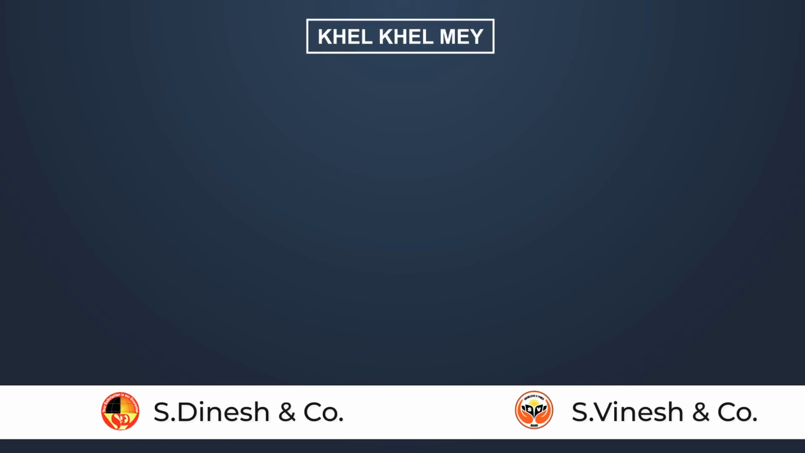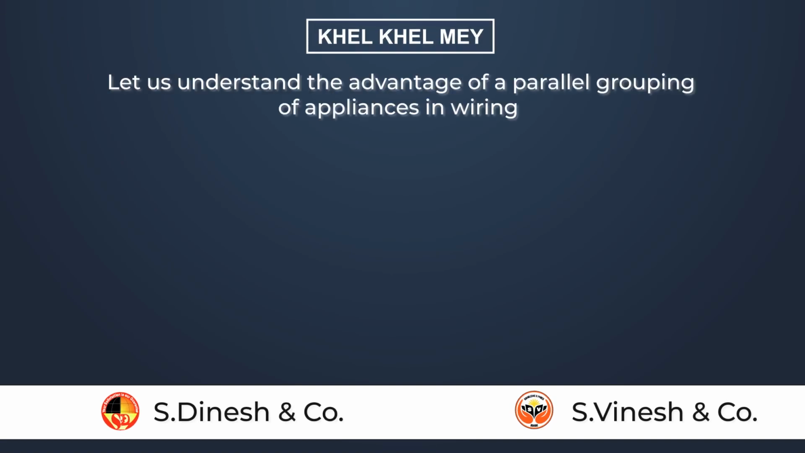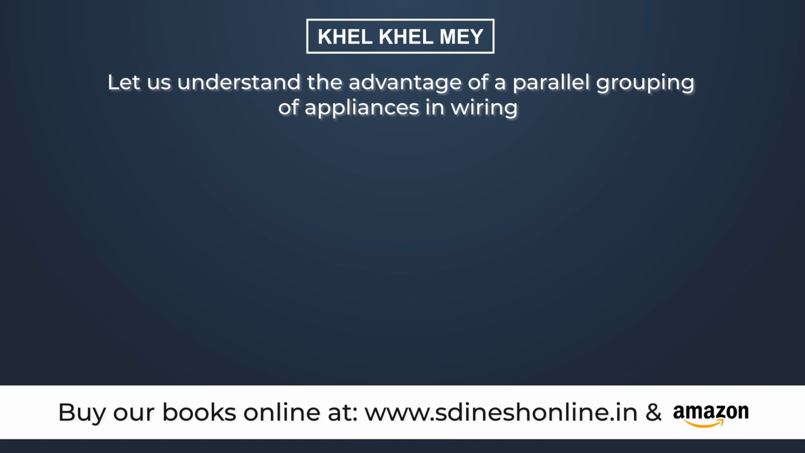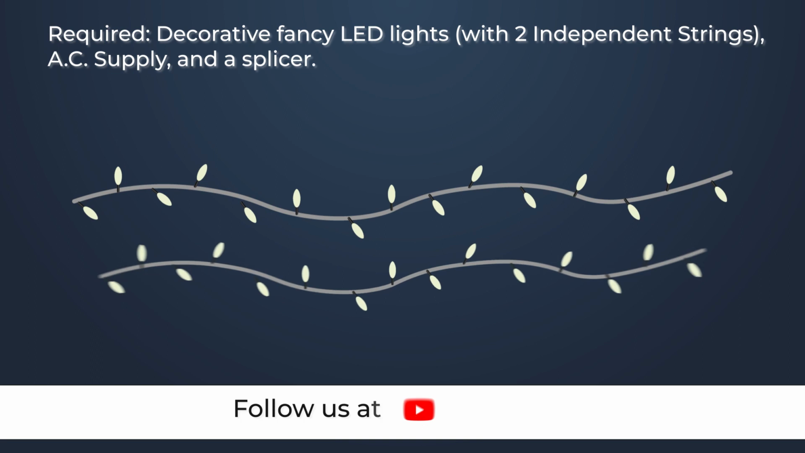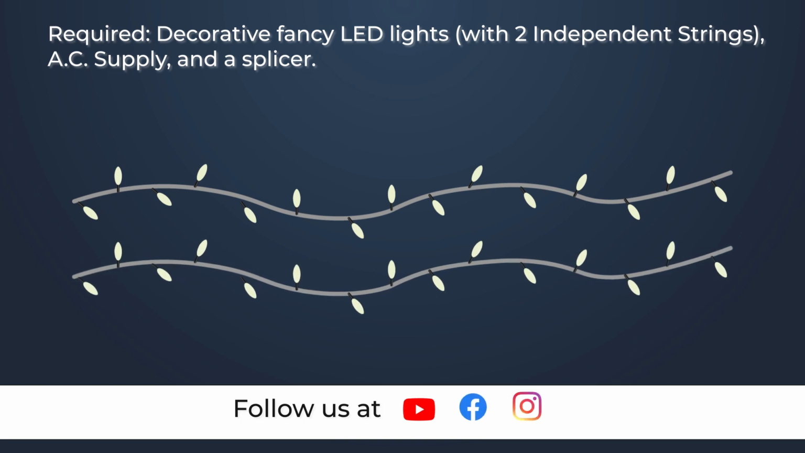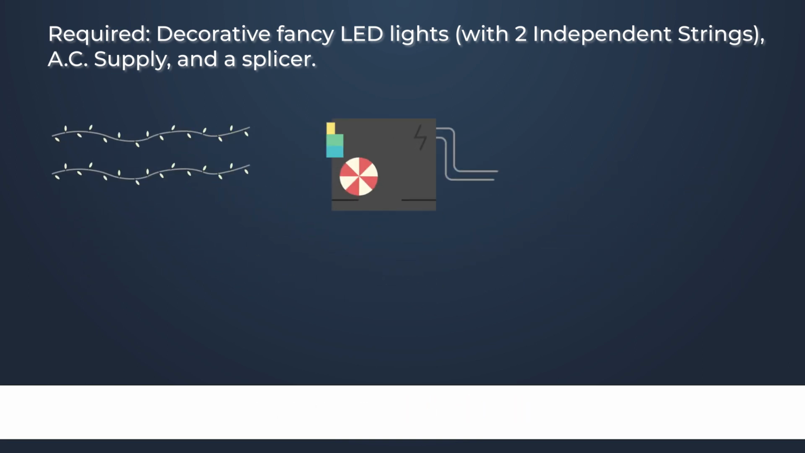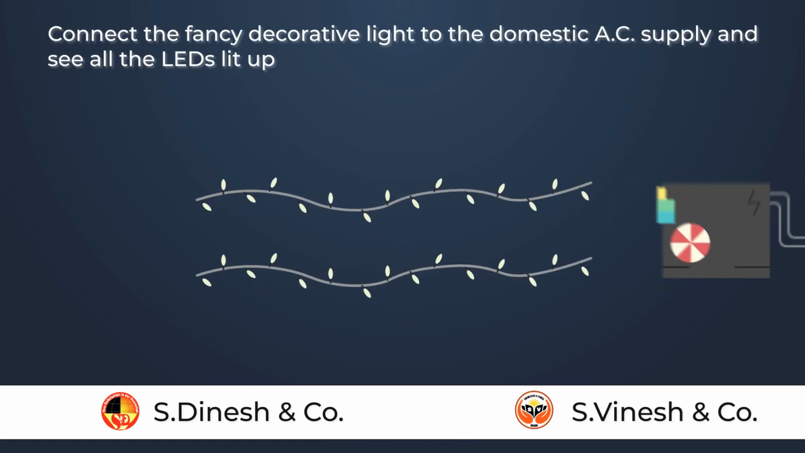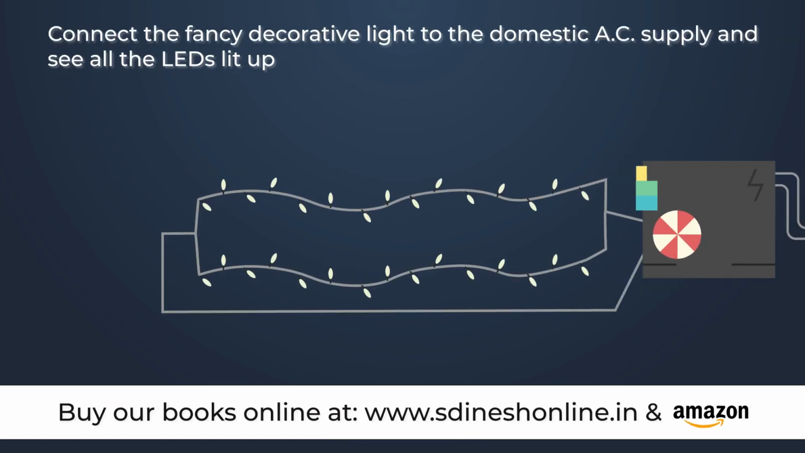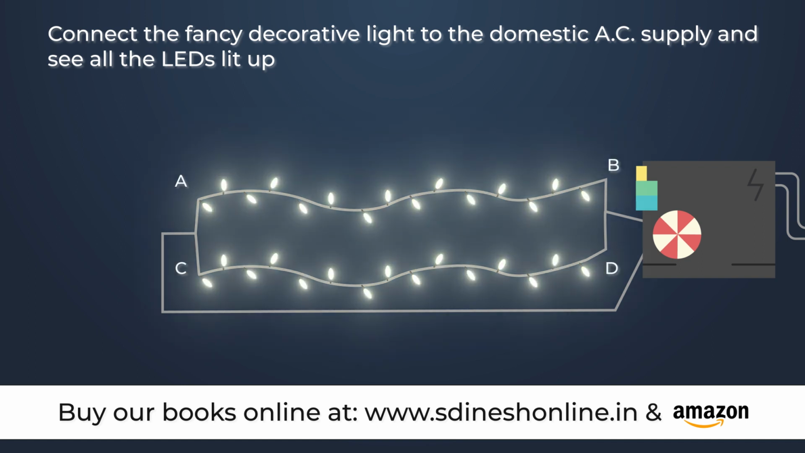खेल खेल में, let us understand the advantage of a parallel grouping of appliances in wiring. Required: decorative fancy LED lights with two independent strings, AC supply and a splicer. Connect the fancy decorative light to the domestic AC supply and see all the LEDs lit up.